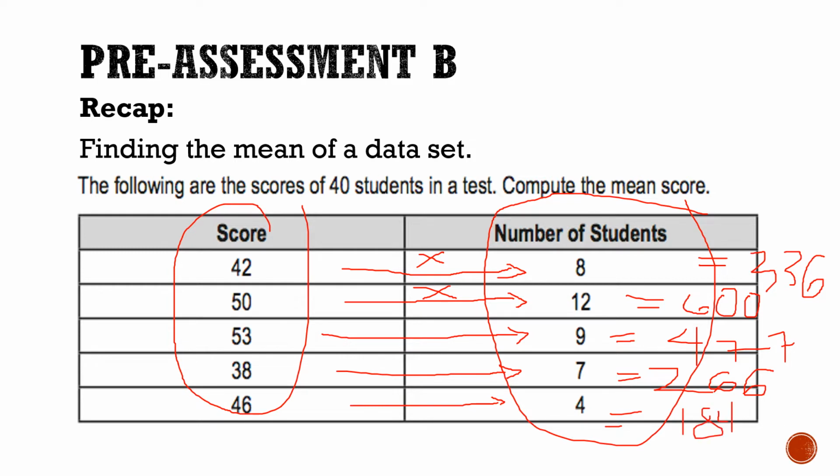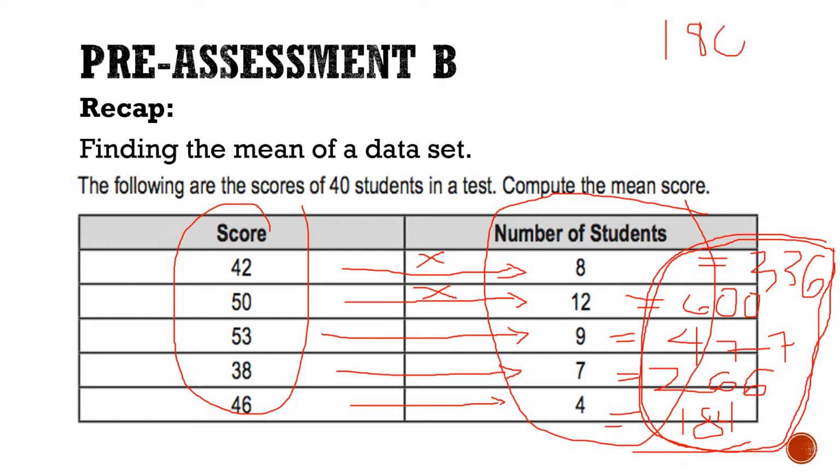So in this case, these resulting values are the products between the values under your first column and the values under your second column. We're going to add these resulting values, so that will be equal to 1,863.